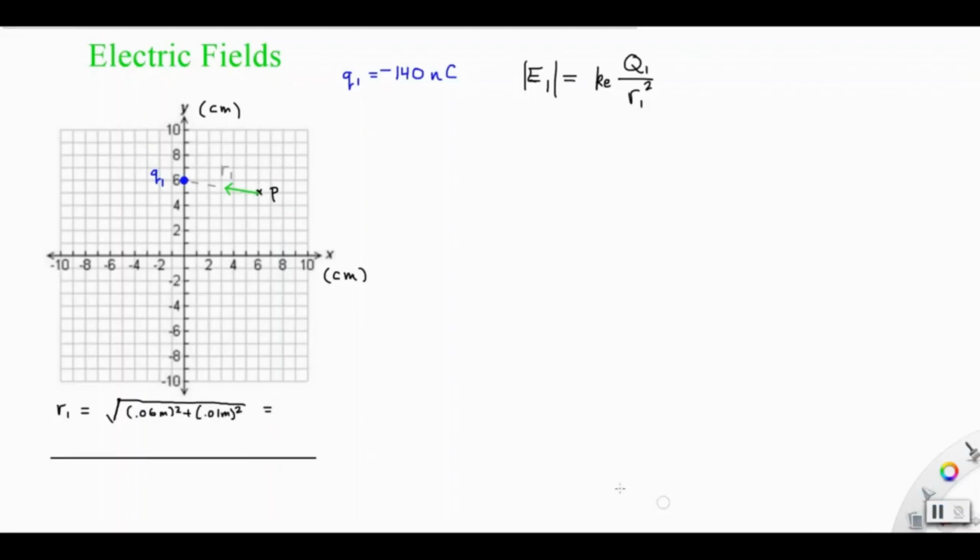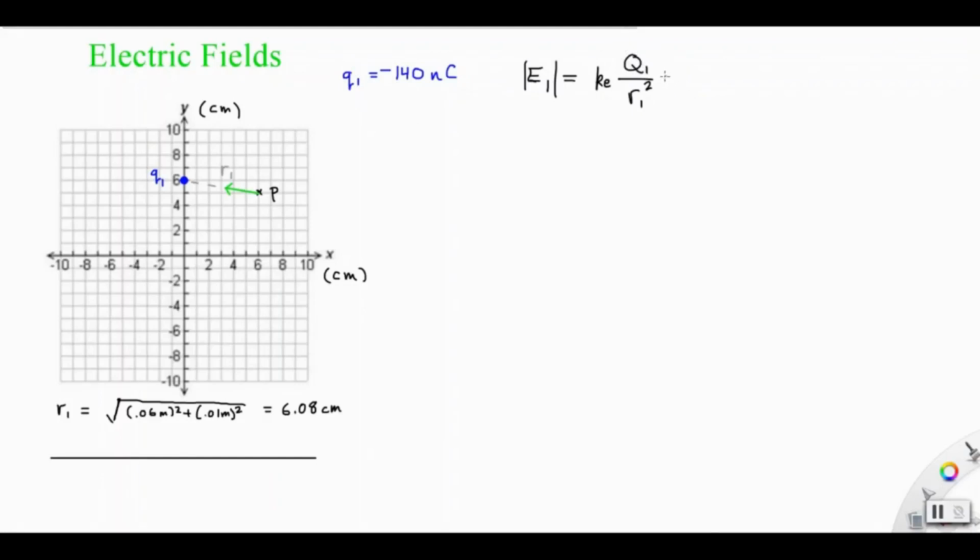And that gives us 6.08 centimeters. I converted back to centimeters. When I punched this in my calculator, I got 0.0608 meters, and I'm just writing that in a simpler way. Okay, so we have R. We know what Q is. Q1, I have a capital Q here, but like I've told you before, there's nothing special about it being capital or lowercase. So in this case, our Q1 is going to be equal to this Q. And then, of course, we know our constant.